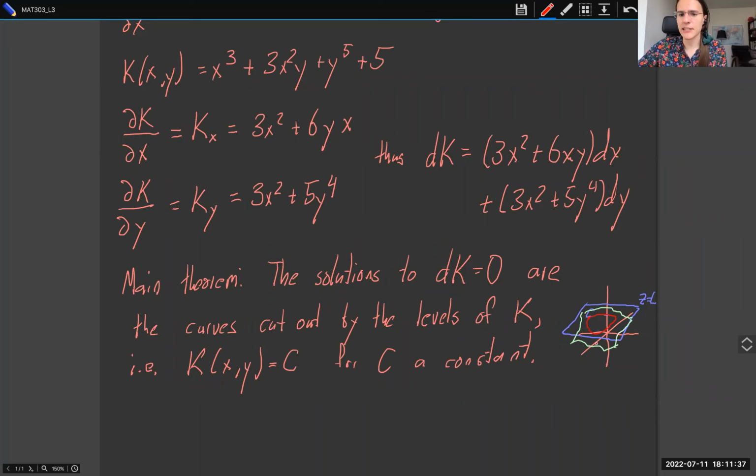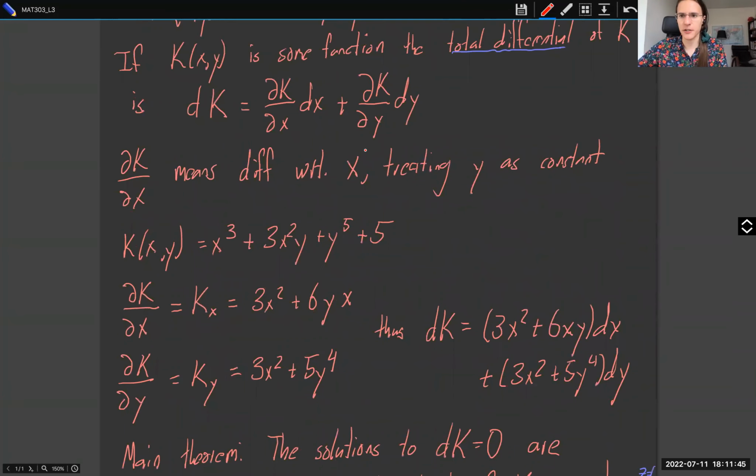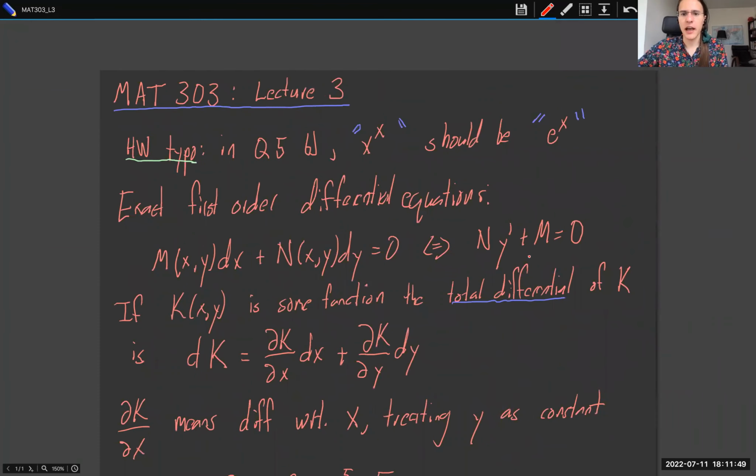And the claim is that that curve is going to be a solution to the differential equation dk equals 0, where dk is the total differential and represents this expression. So in other words, if we have some differential equation of this form right here, and we are able to show that M and N come as the partial derivatives of some common function k, then we have a solution right away.